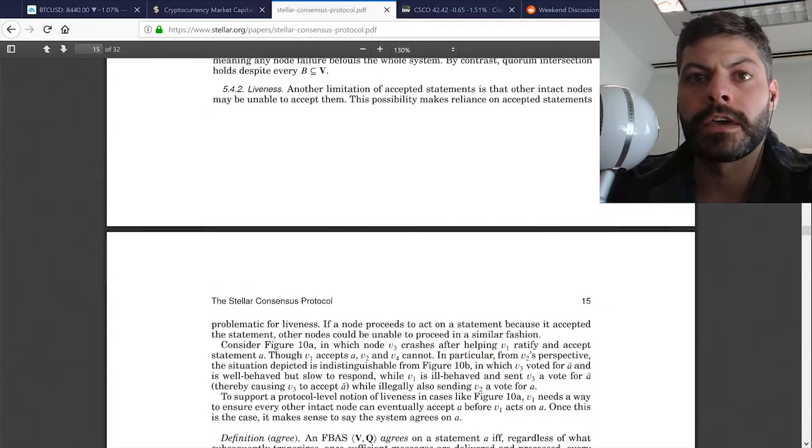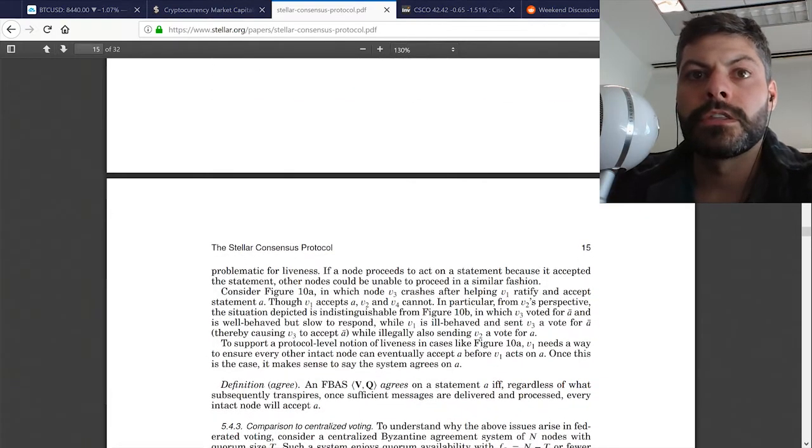Consider figure 10a, in which node v3 crashes after helping v1 ratify and accept statement A. Though v1 accepts A, v2 and v4 cannot. In particular, from v2's perspective, the situation depicted is indistinguishable from figure 10b, in which v3 voted for A- and is well behaved but slow to respond, while v1 is ill behaved and sent v3 a vote for A-, thereby causing v3 to accept A-, while illegally also sending v2 a vote for A.